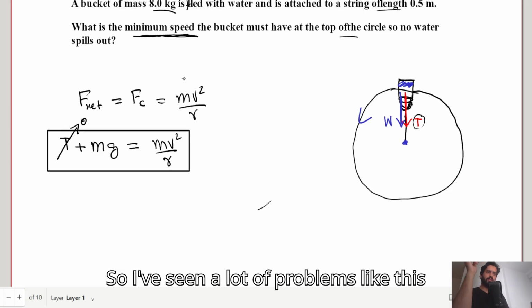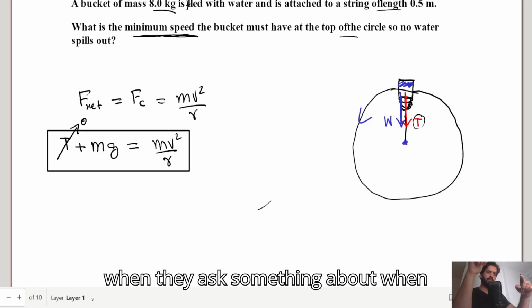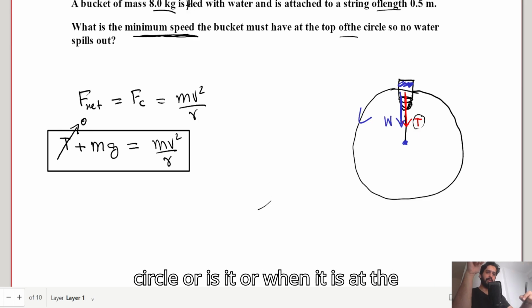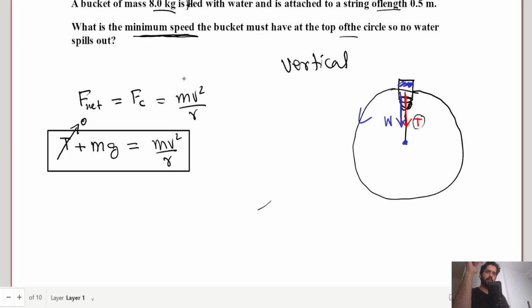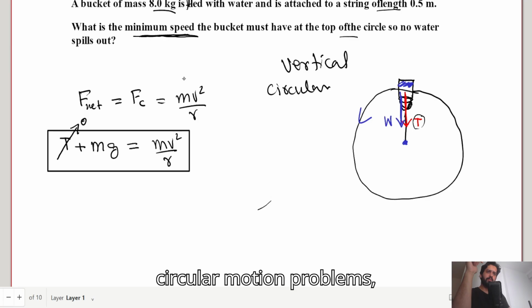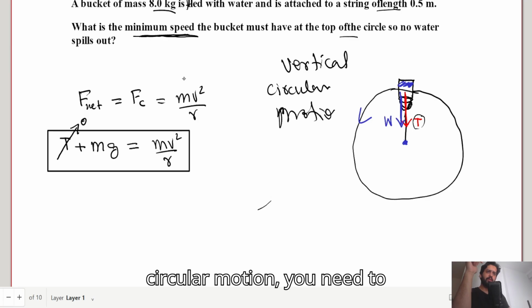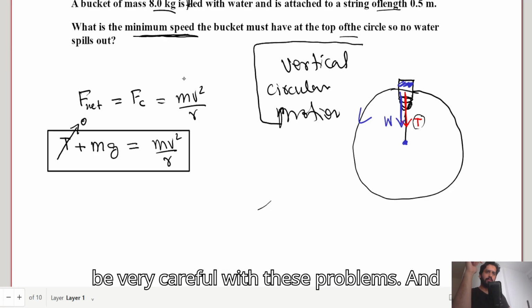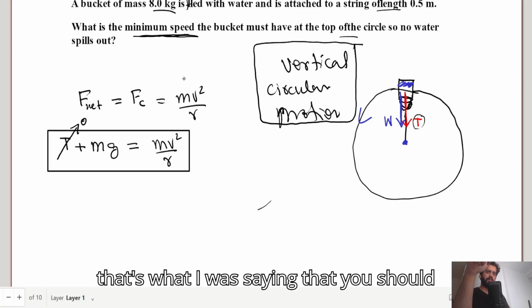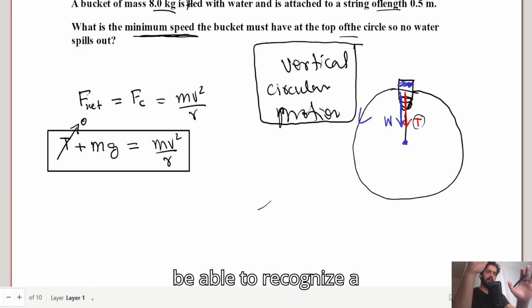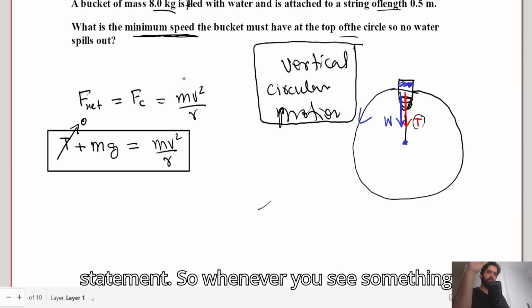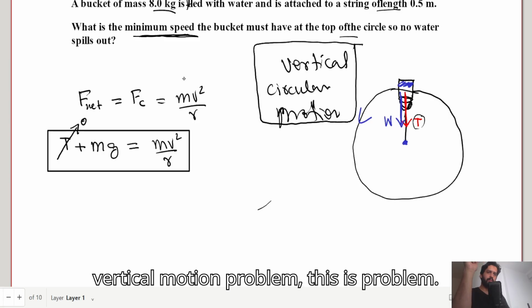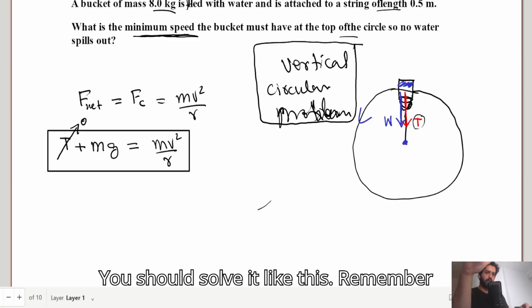I've seen a lot of problems like this when they ask something about when something is at the top of the circle, or when it is at the bottom of the circle. So these vertical circular motion problems, you need to be very careful with these problems. And that's what I was saying, that you should be able to recognize a problem type just by reading the statement. So whenever you see a vertical motion problem, you should solve it like this.